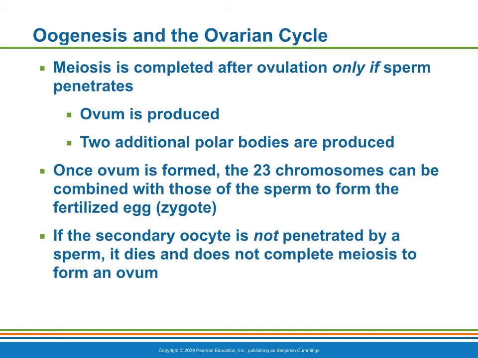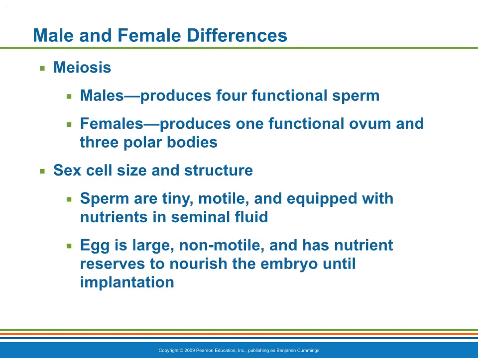So it goes from oocyte to a zygote, and if that doesn't happen, then it's going to be sloughed off with the menses that occurs. Again, there are some differences in males and females. In meiosis, males produce 4 functional sperm, and females only produce 1 functional egg. The sperm are very tiny, whereas the egg is the largest cell of the human body.